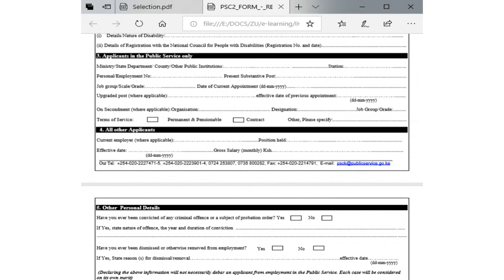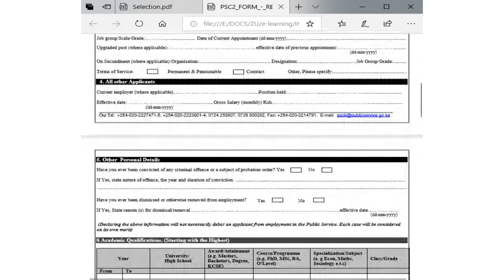And the question is, what's the difference between gross salary, basic salary, and net salary? That one you can post in the public forum. We will review it later.